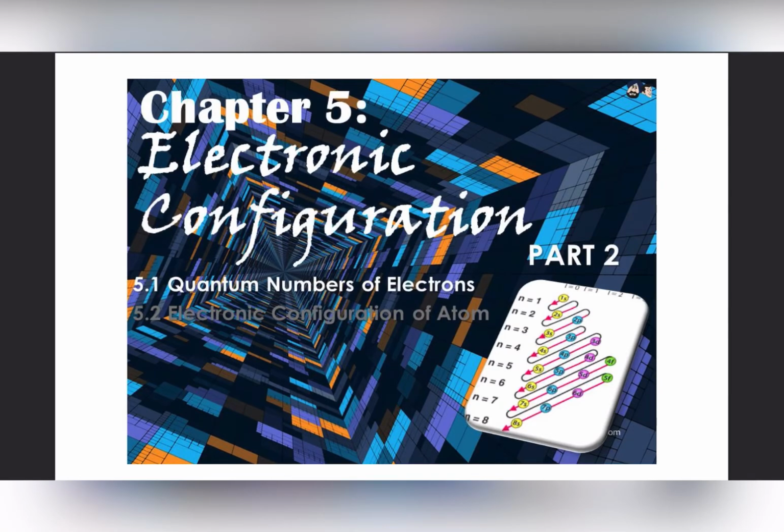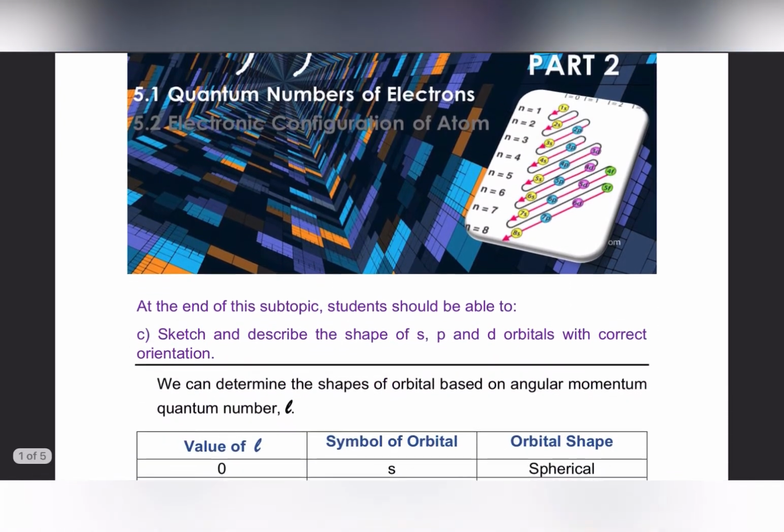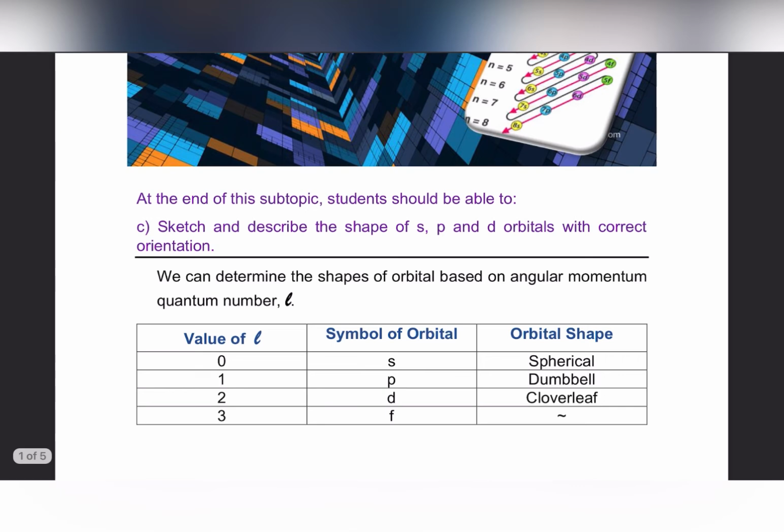Assalamualaikum and hello. I'm going to continue in this video about the last part of subtopic 5.1, quantum number of electrons. In this part, we are going to learn how to sketch and describe the shape of the orbitals that we've learned so far with correct orientations. Which means that in this video, you are going to learn how to draw. So let's go into what you should first know about this.